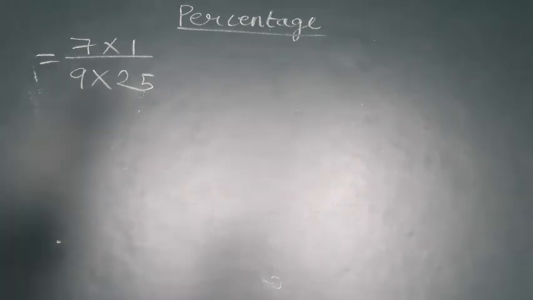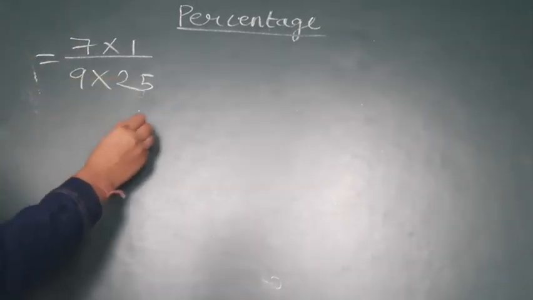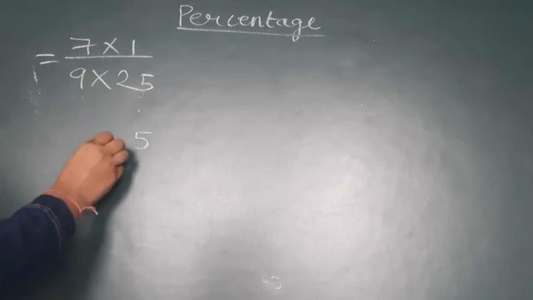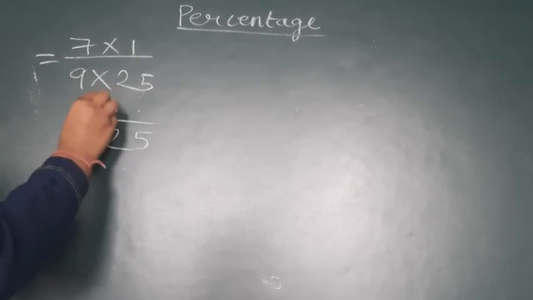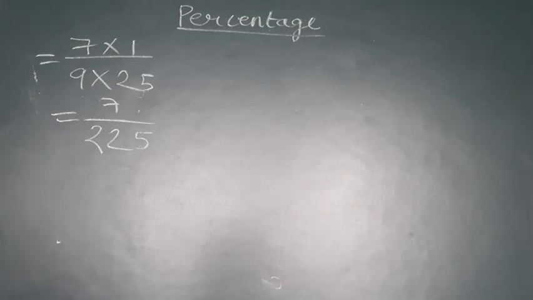Here it will be 25 multiplied by 9 will be 5 9s are 45, 9 2s are 18, 18 plus 2. So 7 upon 25 is the final answer. So I hope you must have understood.